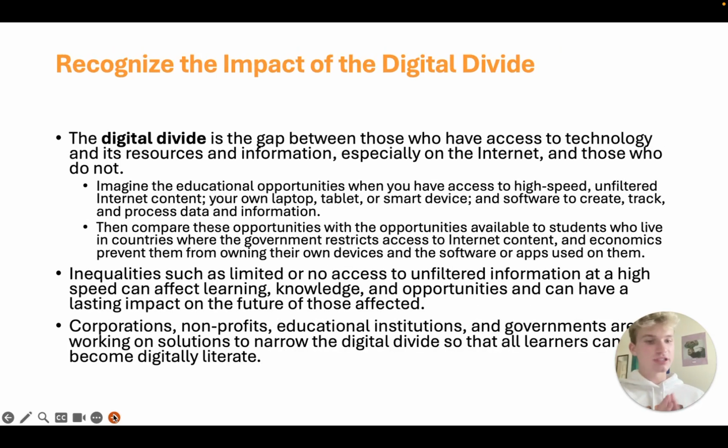We also learned about the digital divide. The digital divide is the gap between those who have access to technology and its resources and information, especially on the internet, and those who do not have access to those things.